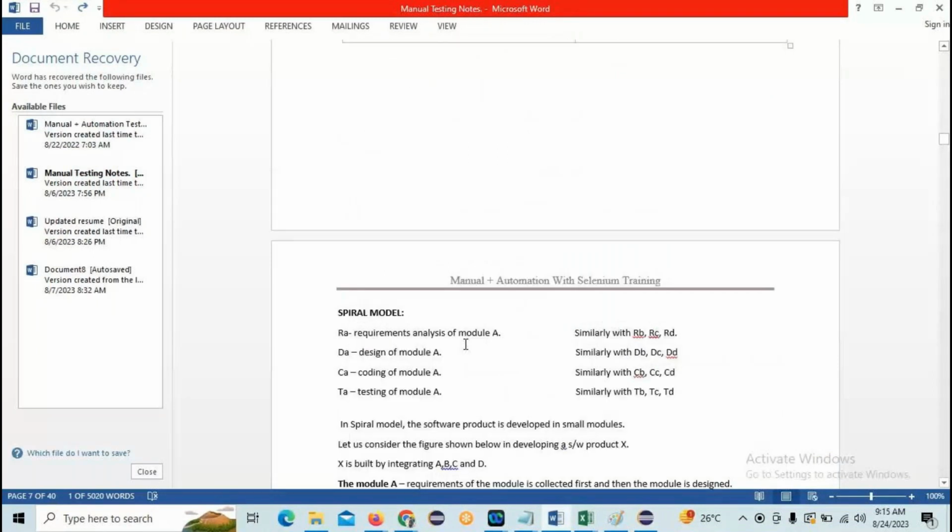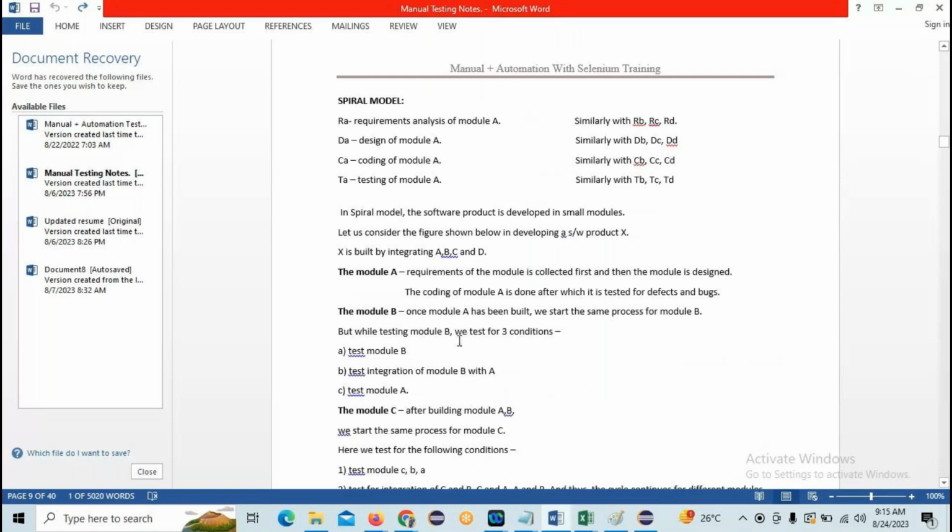Spiral model: everyone is aware of spirals, right? Whenever you see spiral binding of books, you see wires rotated in 360 degrees. In a similar way, in the spiral model the SDLC process happens in a spiral way. Before going to the diagram, let's see the notations. For example, there is a project X that I want to divide into four modules: module A, module B, module C, module D. First, I apply the SDLC model to module A. Once I'm done with all the phases of SDLC for module A, then we move to module B.